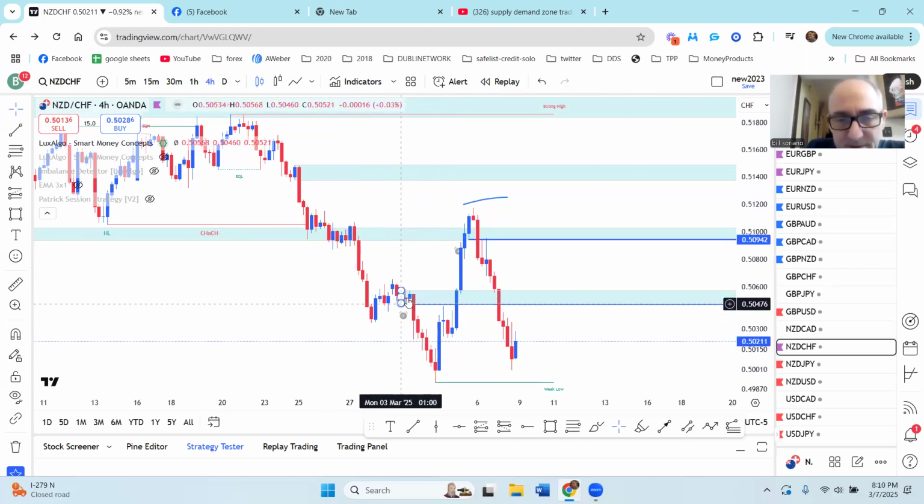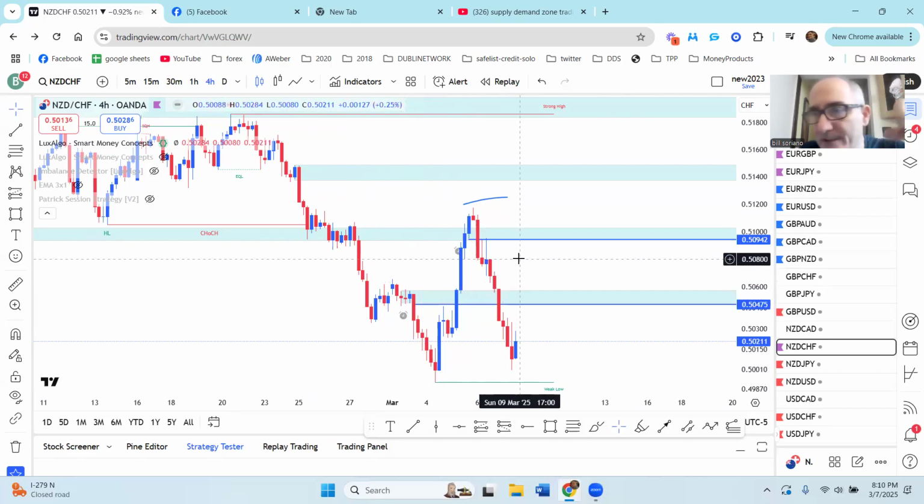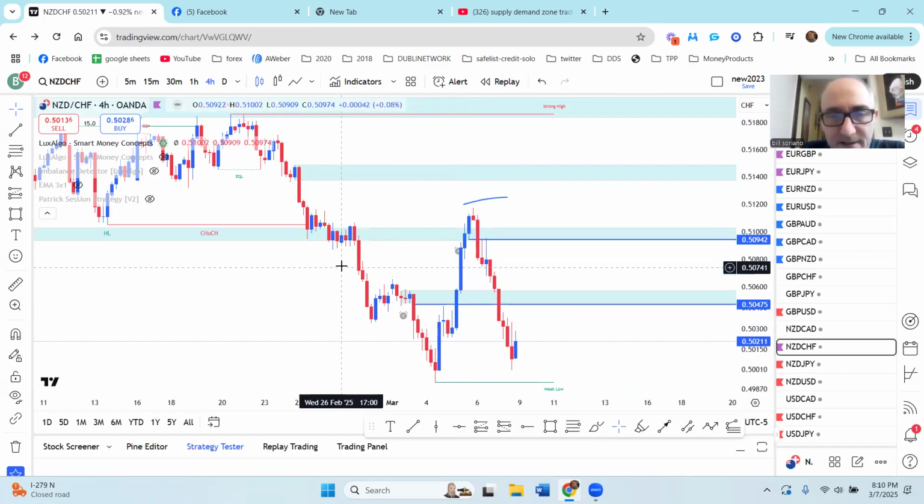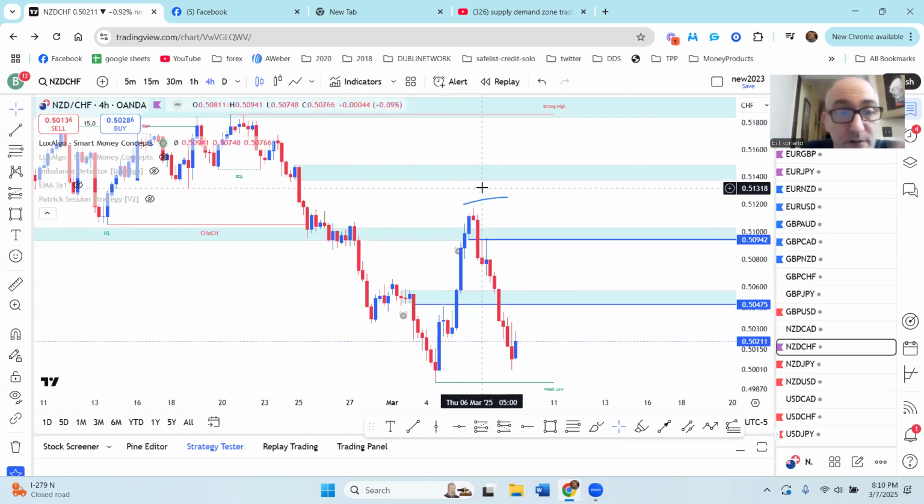See these are indecisive candles, right? You got a small body in the middle, wicks to the top, wicks to the bottom, right? They're indecisive. Those are good areas that you use to draw your supply and demand zone, okay? But in this case, price went right through that demand supply zone. It went through the top one as well, but then it stopped.